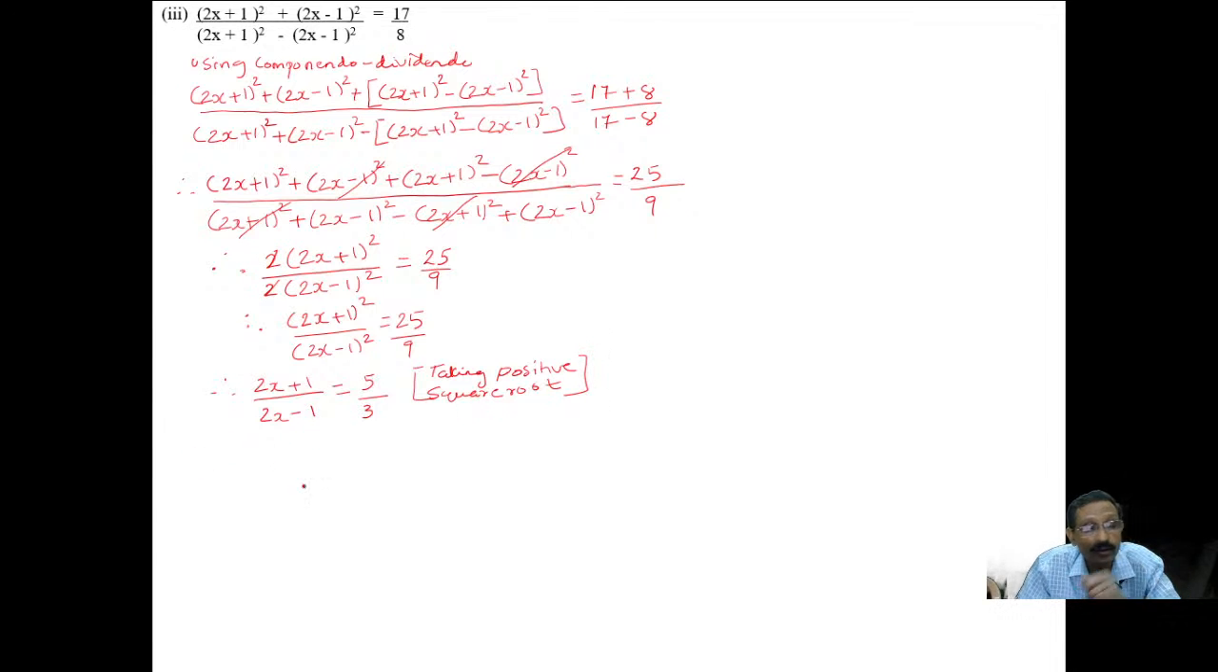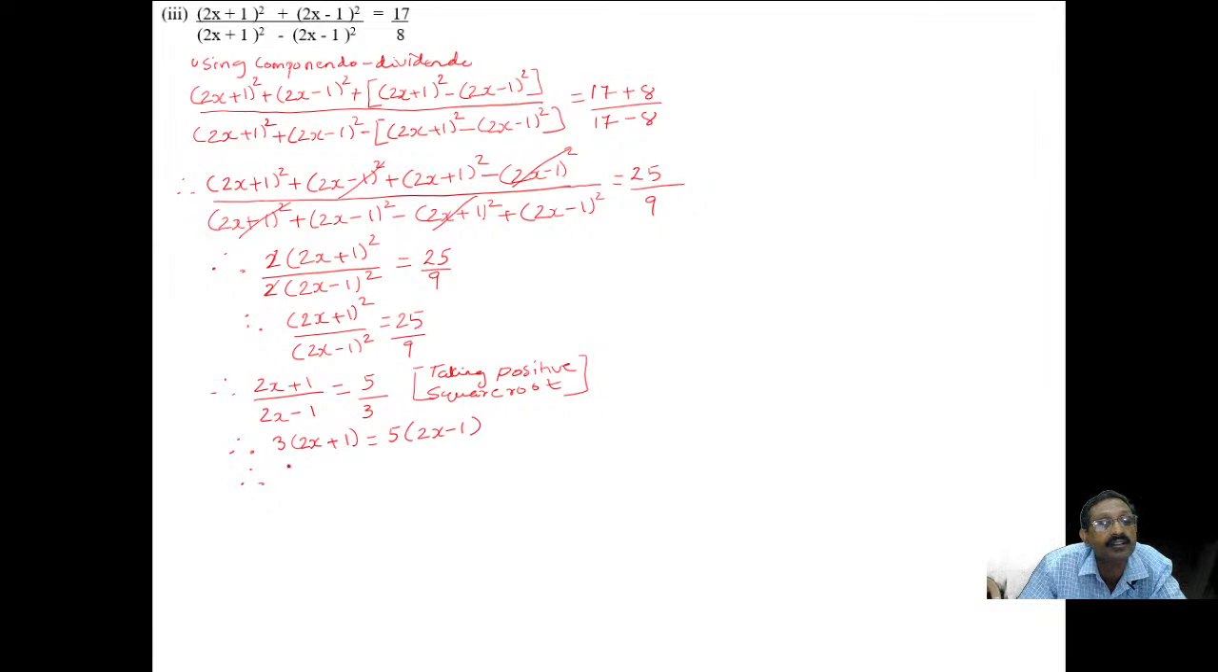Okay. Now what can be done? In previous 2 sums also we have seen that when we have this, what we did? We cross multiplied it. Therefore, let us cross multiply this. 3 (2x plus 1), which is equal to 5 (2x minus 1). Therefore, now what will be our next step? We will open the brackets. This 3 has to be multiplied by each and every term in the bracket, and 5 has to be multiplied by each of the terms in the bracket.